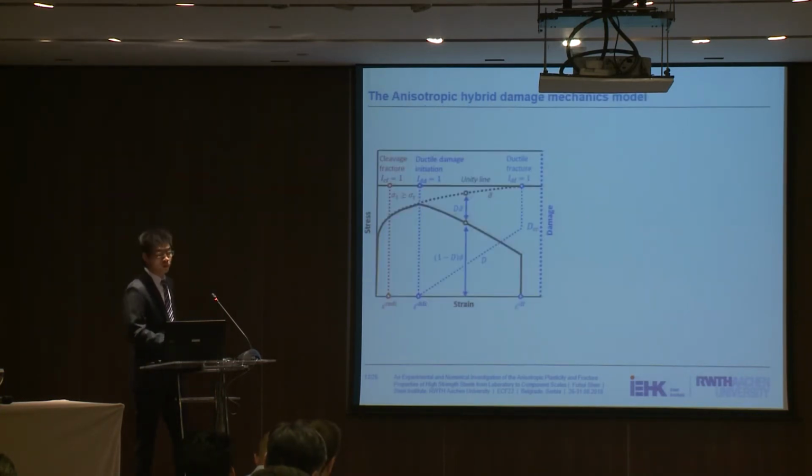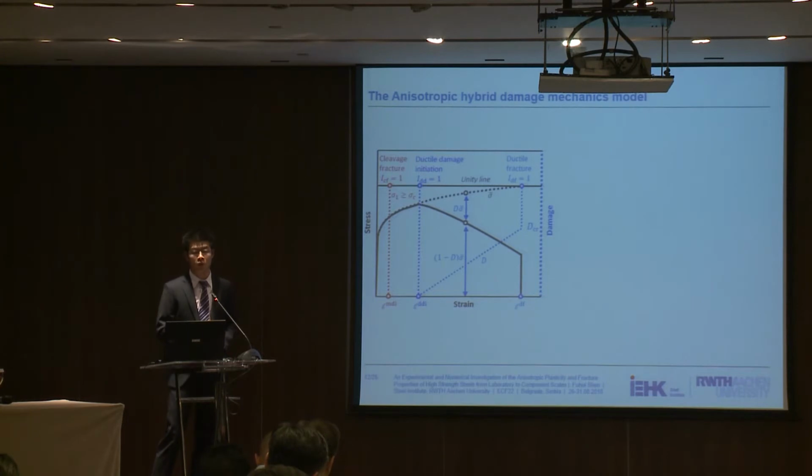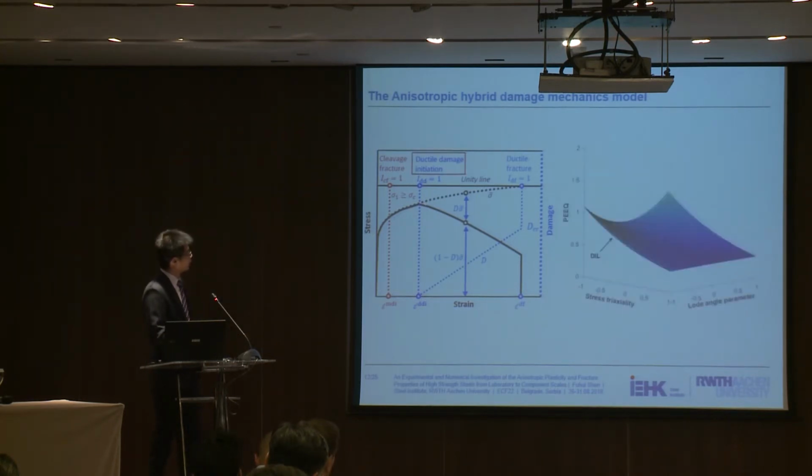And instead of using detailed equations, I would like to explain our model with the help of this figure. It can also describe cleavage fracture, but I do not want to focus on that part. For any ductile material, after a certain amount of plastic deformation, we assume that ductile damage initiation may occur. It occurs once a criterion called the damage initiation locus is met, which depends on stress triaxiality and Lode angle parameter.